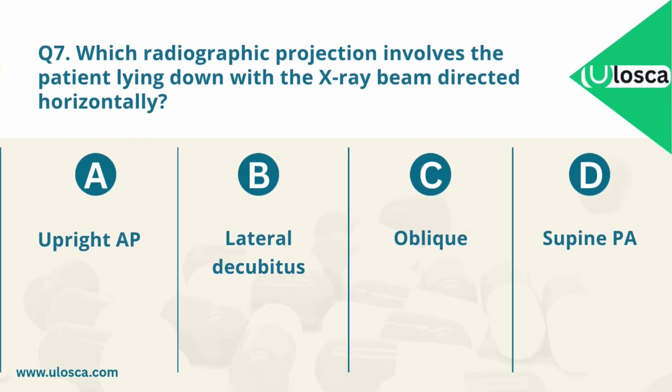Question 7. Which radiographic projection involves the patient lying down with the X-ray beam directed horizontally? A. Upright AP. B. Lateral decubitus. C. Oblique. D. Supine PA. Which one is the correct answer?